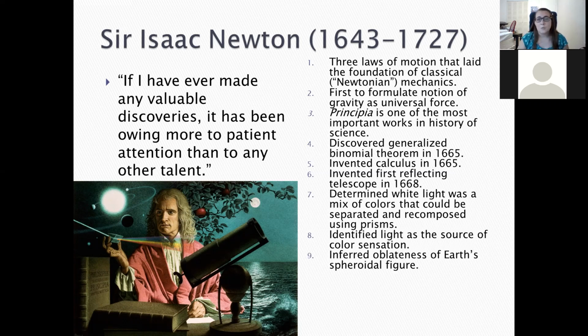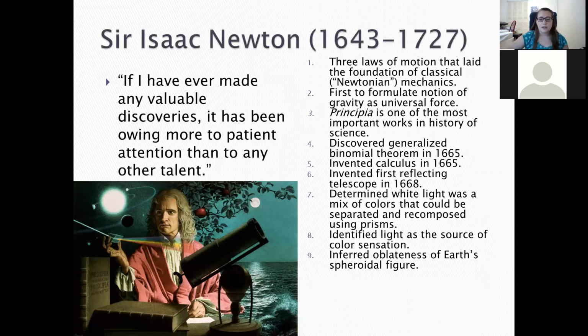He inferred the oblateness of Earth's spheroidal figure, that's a really hard word to say, spheroidal. But anyway, the Earth is not a perfect sphere. It's squished a little bit because it's rotating. He was also the first to analyze the phenomenon of Newton's rings, which are interference patterns created by the reflection of light between a spherical surface and an adjacent flat surface.